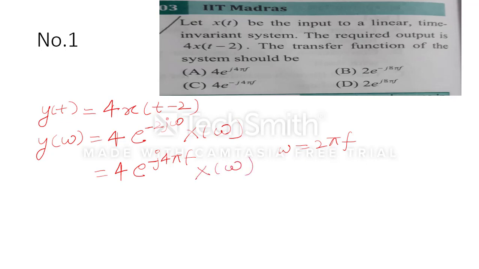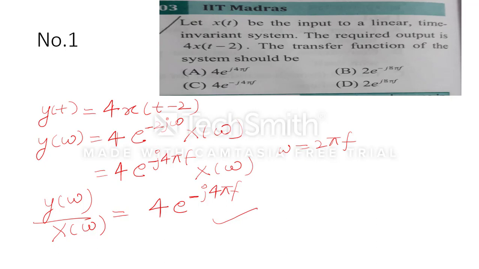Because they are asking for the transfer function, that's why we will write Y(omega) by X(omega) over here, and we will get 4 e to the power minus j 4 pi f. Because output by input is nothing but the transfer function, we will get this answer. If we see that, then C will be the correct answer.